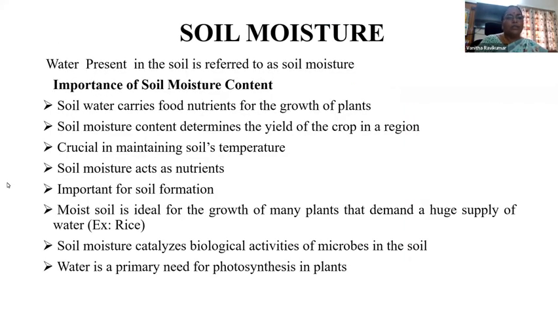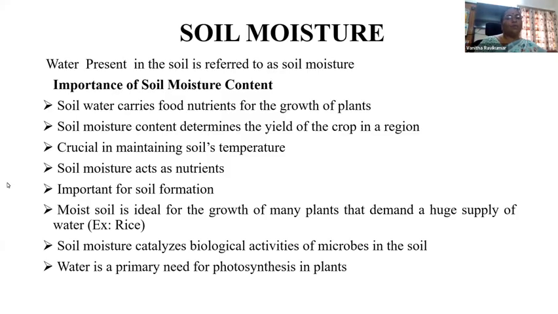Soil moisture is an important factor in the soil. The water present in the soil is called soil moisture. Its main feature is to carry nutrients to the plants. The water taken by plants varies according to plant growth and stages. For example, coconut trees require more water, about 100 liters per day.